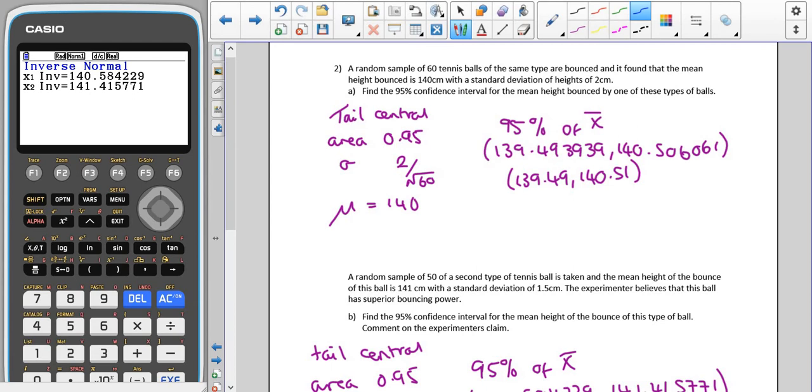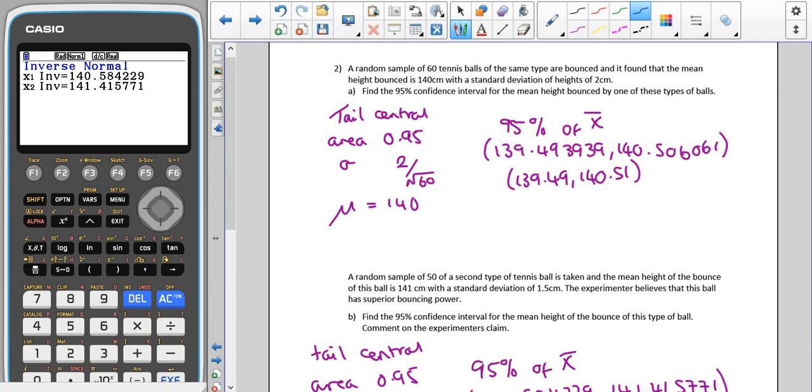Okay, so hopefully you paused the video and gave the Now You Try question a go. So this time we're trying to find the 95% confidence interval. We have a random sample of 60 tennis balls of the same type and they're bounced, and it's found that the mean is 140 and the standard deviation is 2 centimetres. Remember that this time that standard deviation is a sample standard deviation, but that's fine because our sample is sufficiently large because we have 60 tennis balls. So we're trying to find our 95% confidence interval for the mean height of the bounce.